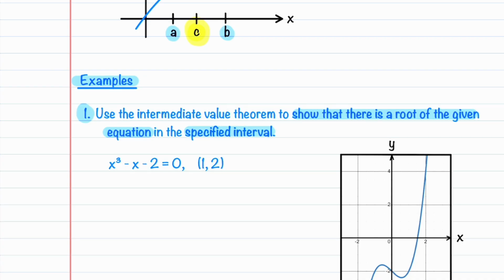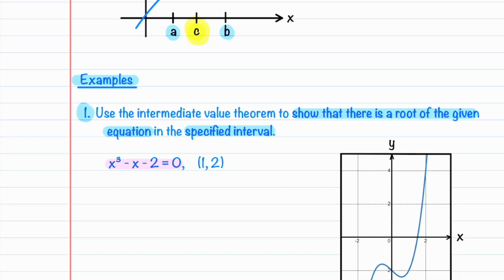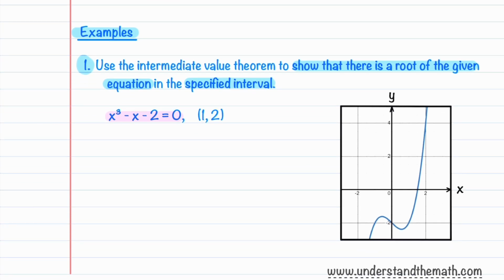Let's talk at first about what a root is. A root of this equation is just a point x where x cubed minus x minus 2 is equal to 0. So basically, when we solve this equation, we are just finding the roots. I have graphed this equation so that we can better understand this. What we are looking for is to show that we have a root of this equation.